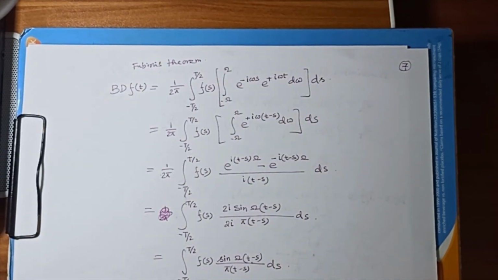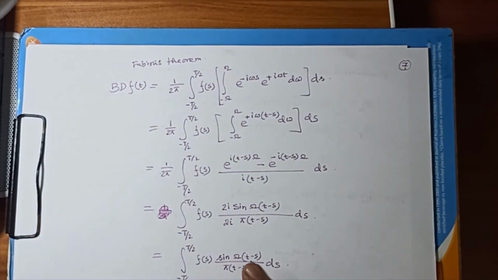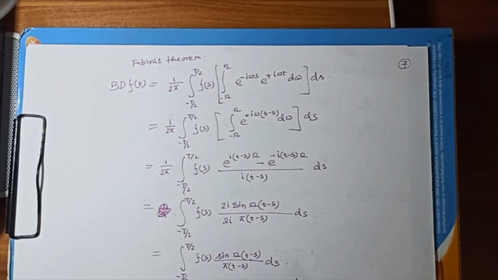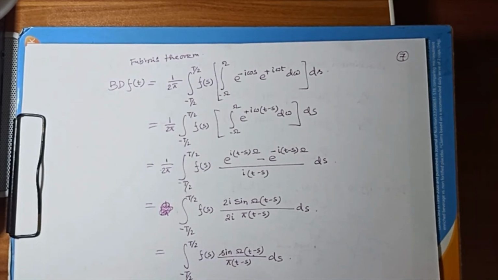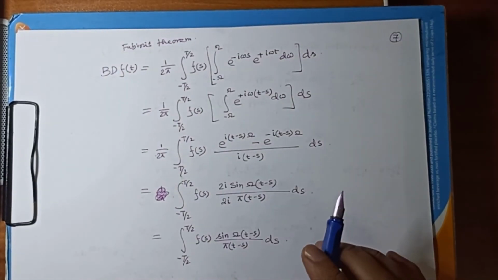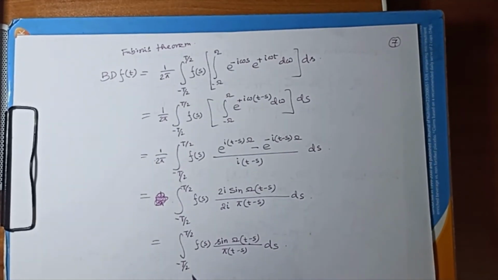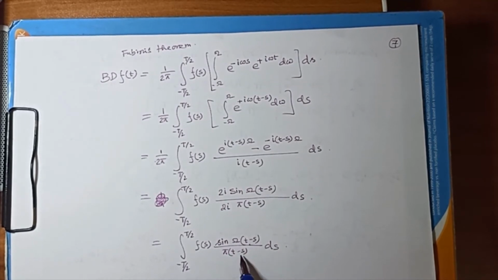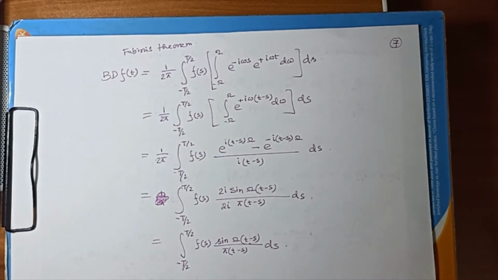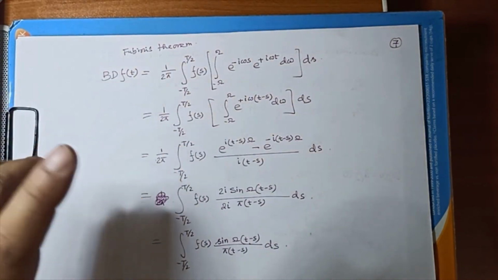So what you are doing is taking the function and convolving it with this function. So this is basically a convolution integral, a finite convolution integral, mind it. The convolution is happening from minus t by 2 to t by 2, and you are convolving with sine omega t divided by pi t, the sinc cardinal. Now this is the operator.